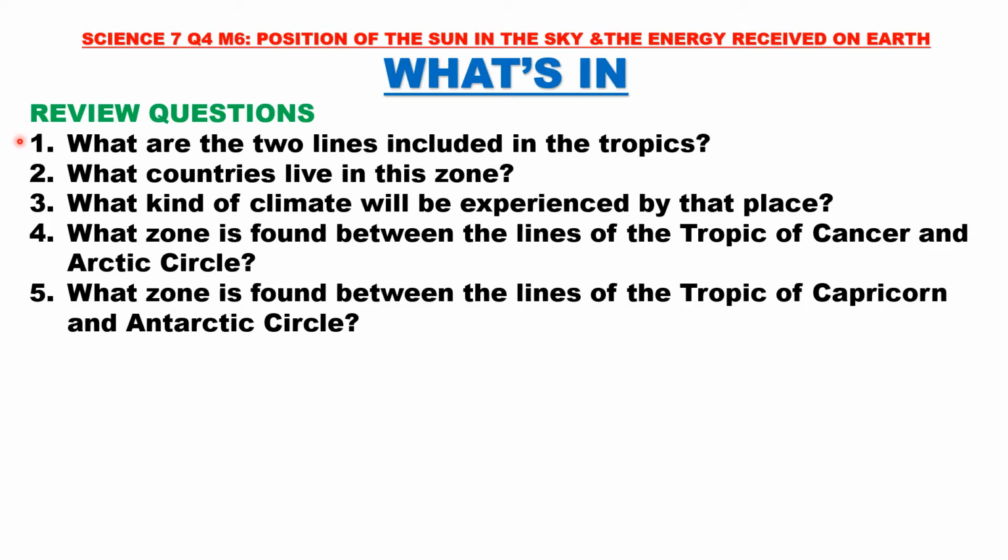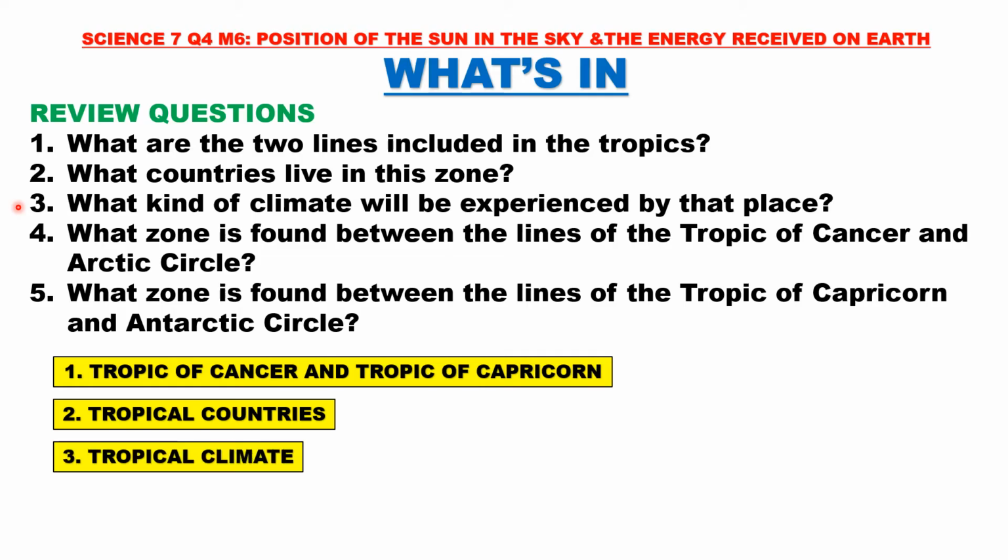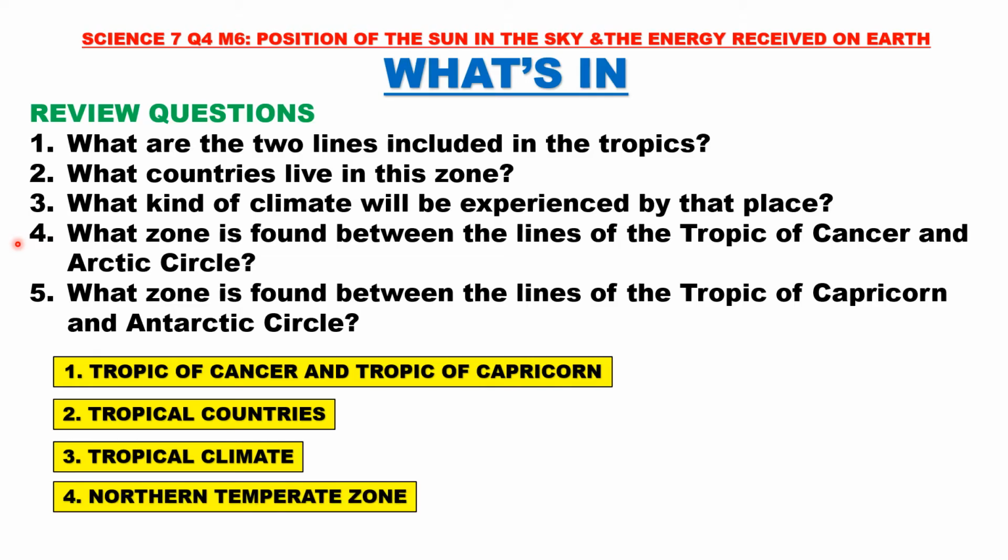Review questions. Number 1. What are the 2 lines included in the tropics? Answer: Tropic of Cancer and Tropic of Capricorn. 2. What countries live in this zone? Answer: tropical countries. 3. What kind of climate will be experienced by that place? Answer: tropical climate. 4. What zone is found between the lines of the Tropic of Cancer and Arctic Circle? Answer: Northern Temperate Zone. 5. What zone is found between the lines of the Tropic of Capricorn and Antarctic Circle? Answer: Southern Temperate Zone.